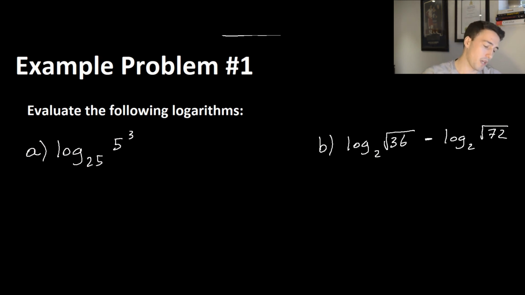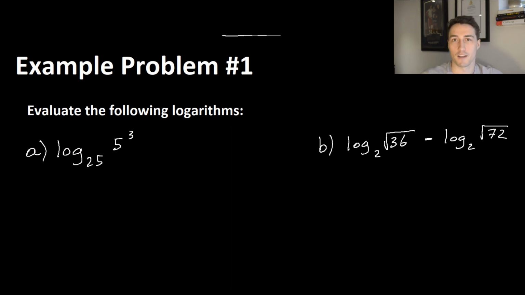So here we have log of 5 to the power of 3 base 25. So what you're going to find is a common theme when evaluating logarithms is we want this part of the logarithm, what's inside the brackets here, to equal the base. And the reason we want it to equal the base is it's very easy to solve that. If I said, what is log of 2 base 2, that's saying, to what power must I raise 2 for me to get 2?